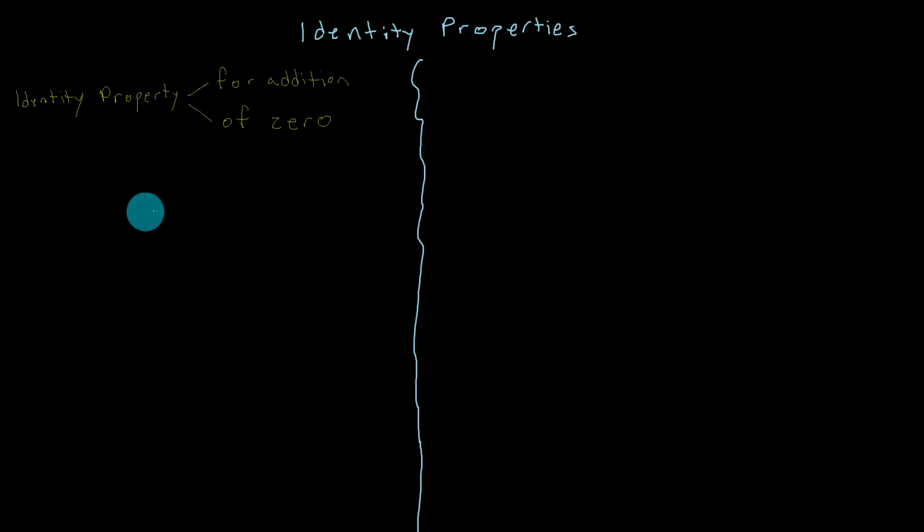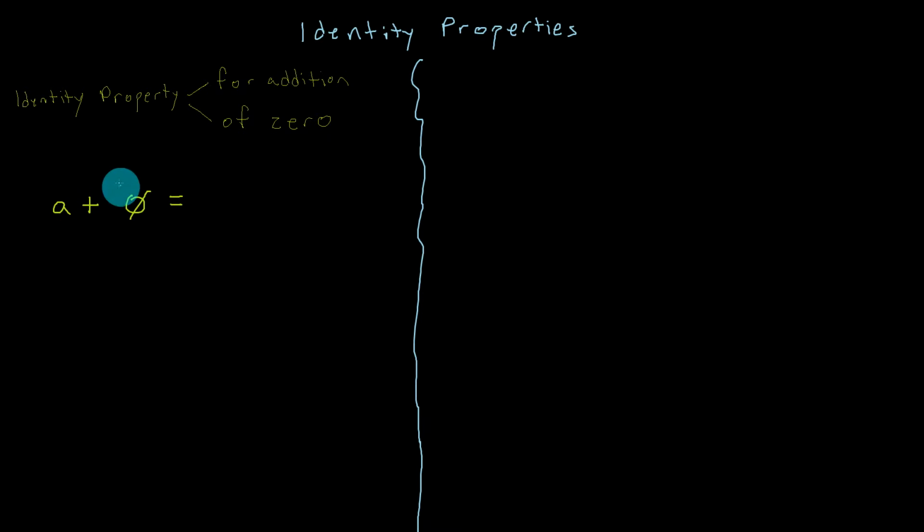I just want to change my pen real quick, and the identity property for addition tells us that if we take any number, I'm just going to put a, and we add the whole number 0 to it. Remember, a is a variable. It can be any value. But when you take any value and you add that whole number 0 to it, well, 0 won't change this number.